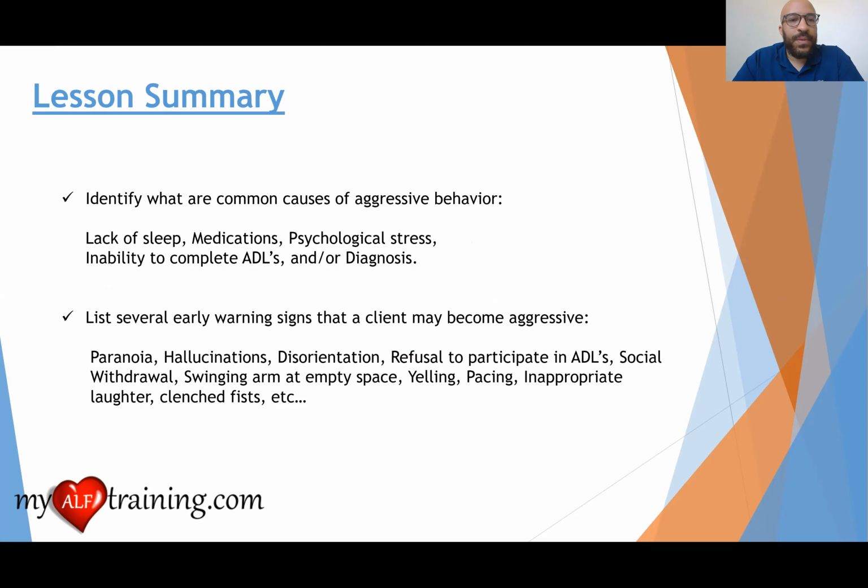So in the end, we have the lesson summary. I have our objectives here. Hopefully, you can identify some common causes of aggressive behavior. We're going to review lack of sleep, medications, psychological stress, inability to complete ADLs, or their diagnosis. We talked about dementia. We talked about Alzheimer's disease. And we talked about stroke.